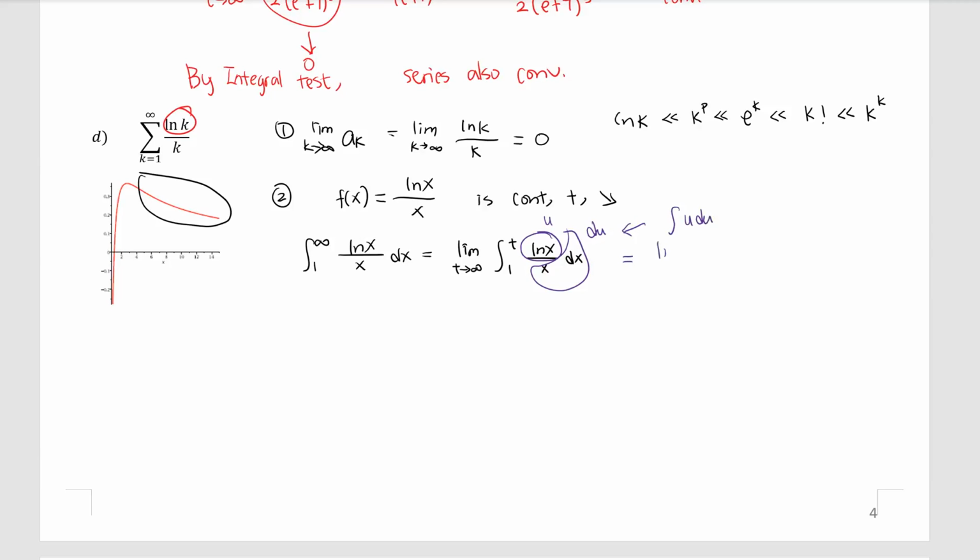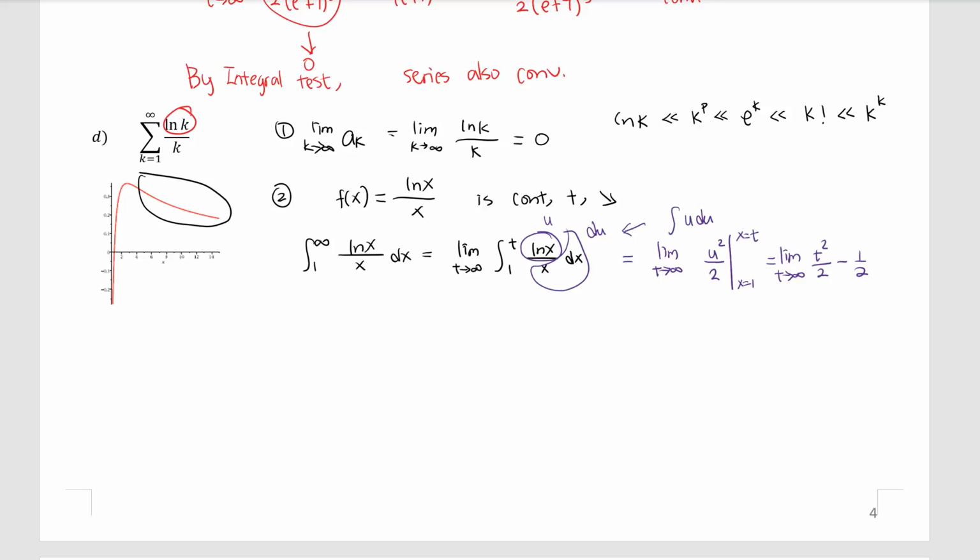The integral of u du is, you add 1 to the exponent, u squared over 2. But we evaluate from x equals 1 to x equals t. Okay, so we plug in t minus we plug in 1. So this is what we get.